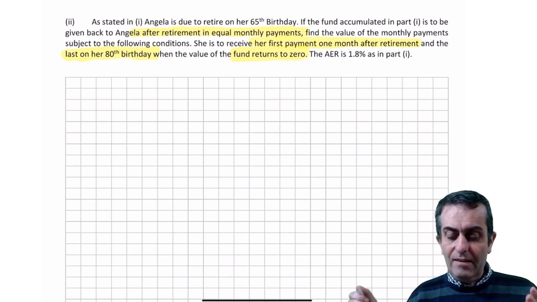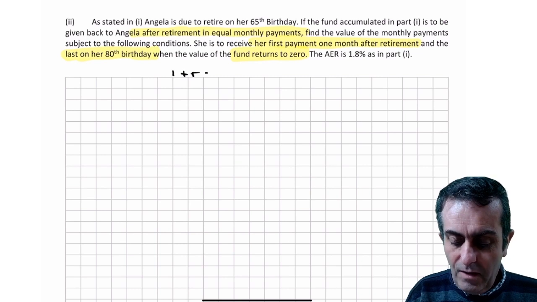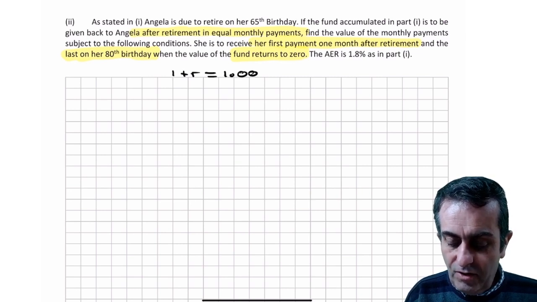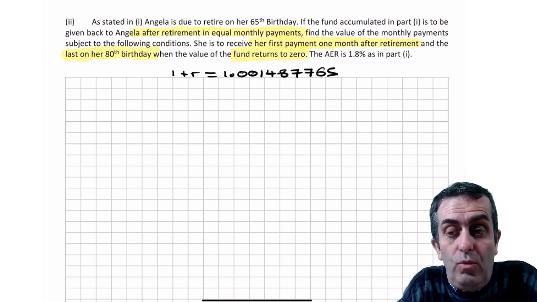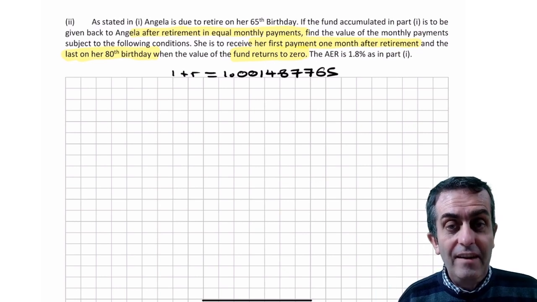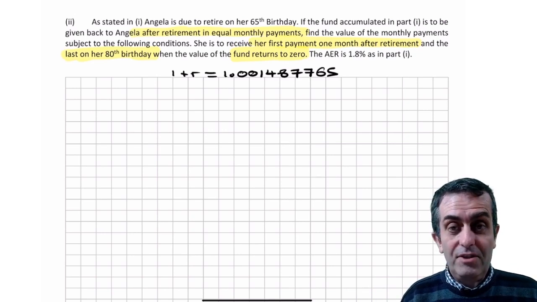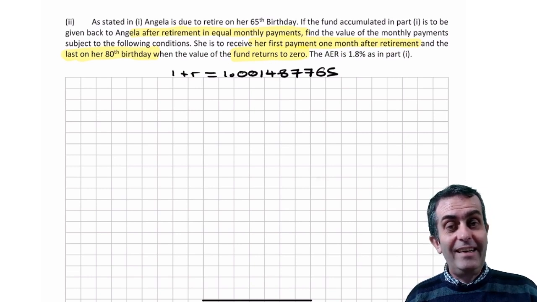Right. Now, first of all, we know a certain amount of information from before. Because the interest rate is the same, 1 plus little r is still 1.001487765, just as it was in part 1. And here's a very important point. After Angela retires, the value of her fund starts to decrease. Once she starts to take money out of it, her fund is decreasing. Now remember, you multiply by 1 plus r when a fund is increasing, and you divide by 1 plus r to the power of whatever the amount of time is when it's decreasing. So you multiply until Angela retires, and then you divide after retirement.